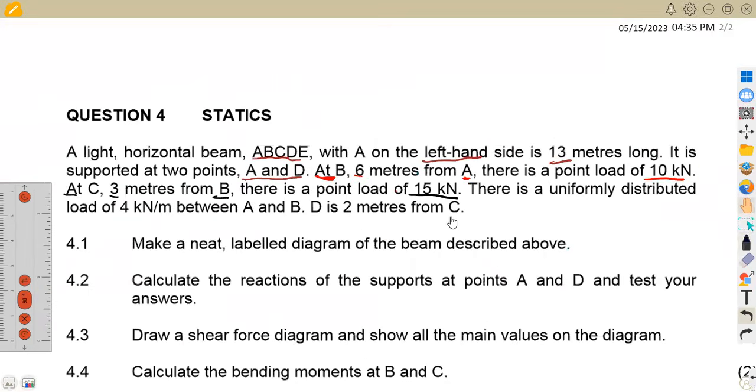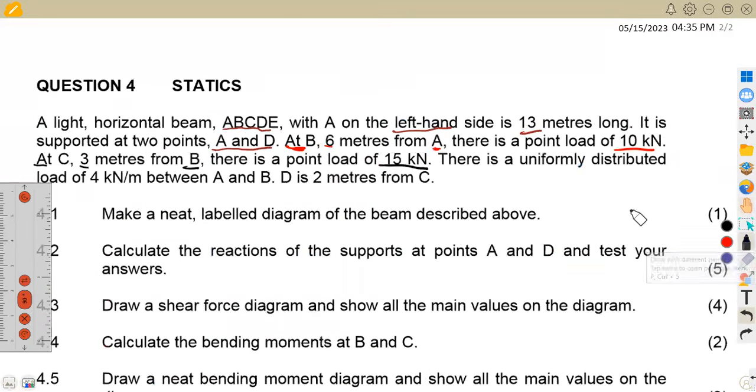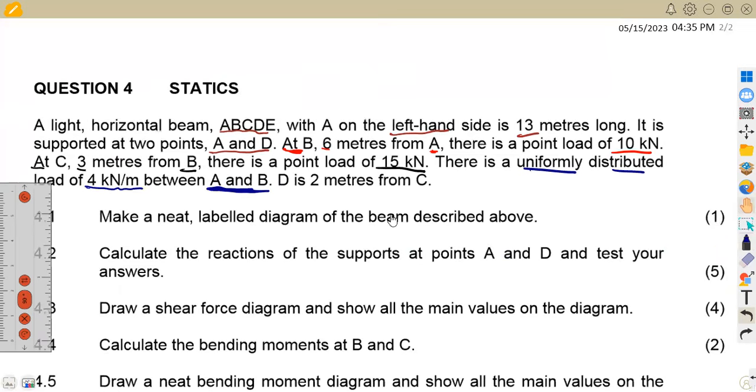And if we move on from the point C, we are now given that there is a uniform distributed load of 4 kilonewton per meter between A and B. Between A and B, that's 4 kilonewton per meter.